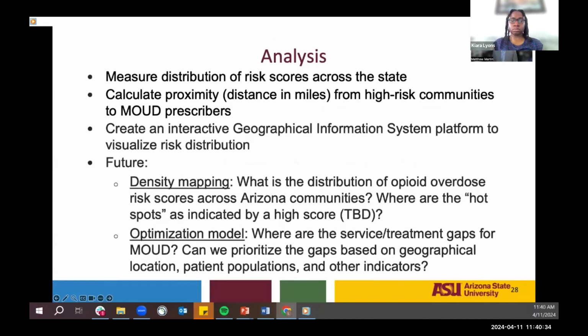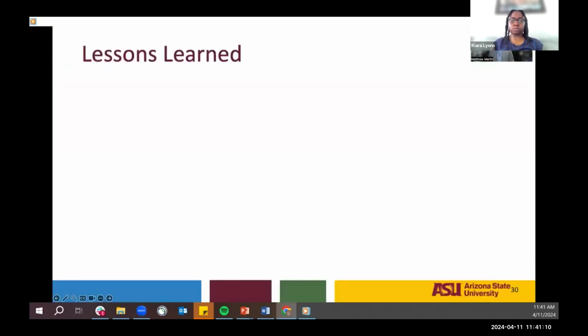And our project is not done. We're hoping to do the density mapping, which is basically where we want to identify where the hot spots are, where are the communities that really have the highest need. And then our optimization model will help us to know where we can place new resources, whether it's a mobile health clinic or a new actual treatment center, or where we need to train existing providers in managing opioid use disorder. Okay, so here are our preliminary results.